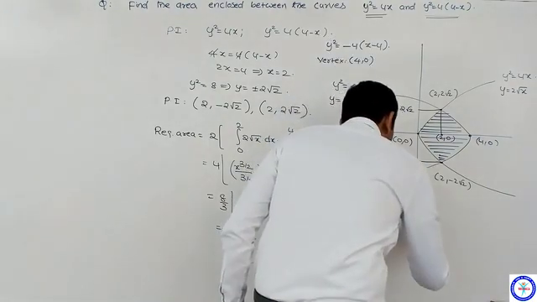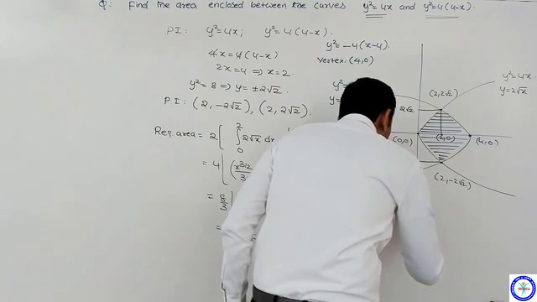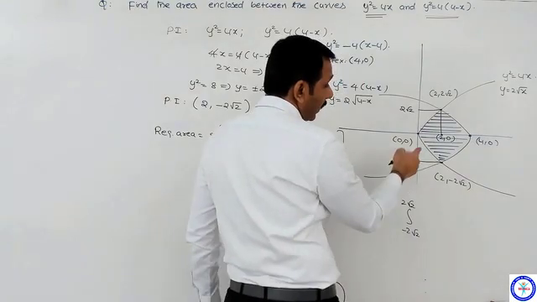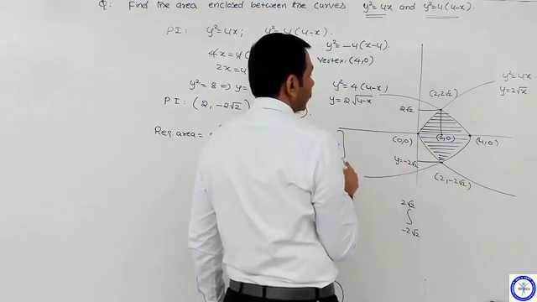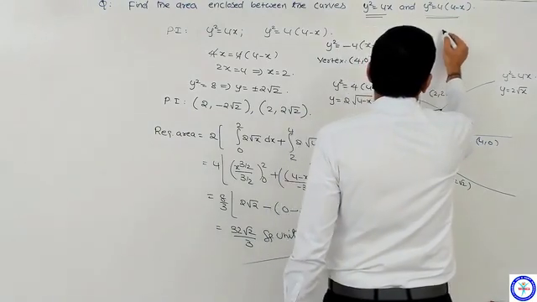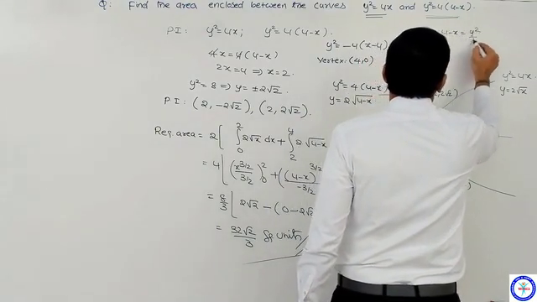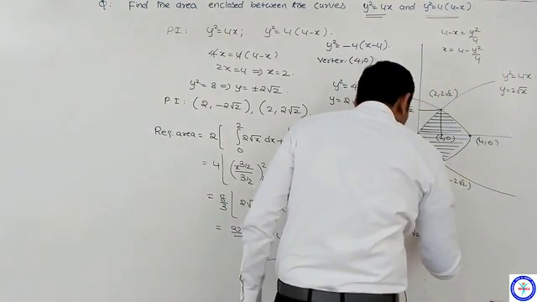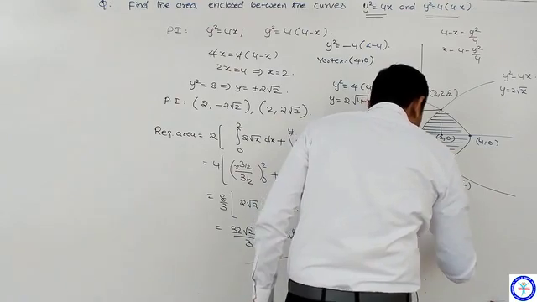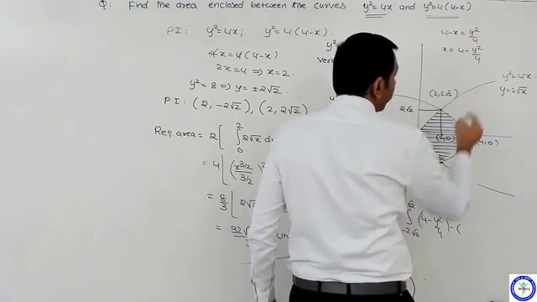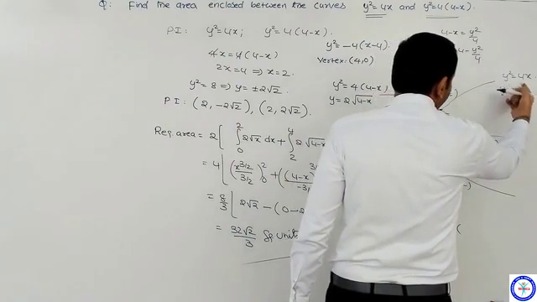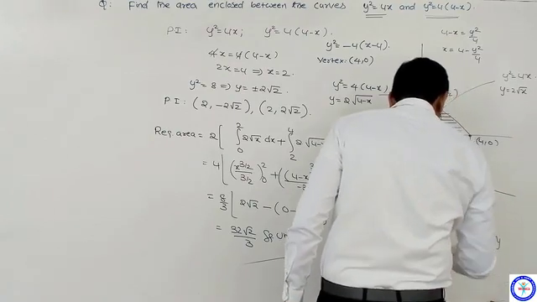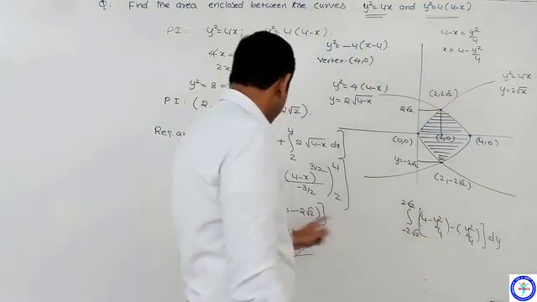Therefore, this area means minus 2 root 2 to 2 root 2, this curve in terms of y I want, because I am doing integration with respect to y axis. In terms of y means, you see, 4 minus x equal to y square by 4, x is equal to 4 minus y square by 4. 4 minus y square by 4 minus of this curve with respect to y axis means x in terms of y, it is y square by 4 into dy. Now, if I integrate this one, I will get the same area like this.